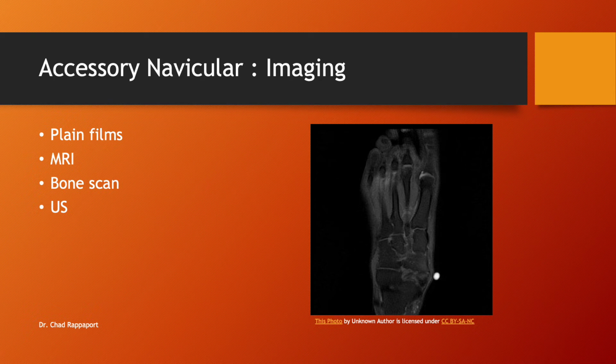As far as imaging is concerned, plain films are obviously the most commonly obtained types of imaging, followed by MR imaging, particularly if there's concern about the condition of the posterior tibial tendon. Bone scan I included here for historical purposes, and ultrasound is a developing modality that can be used to help assess the condition of the posterior tibial tendon.